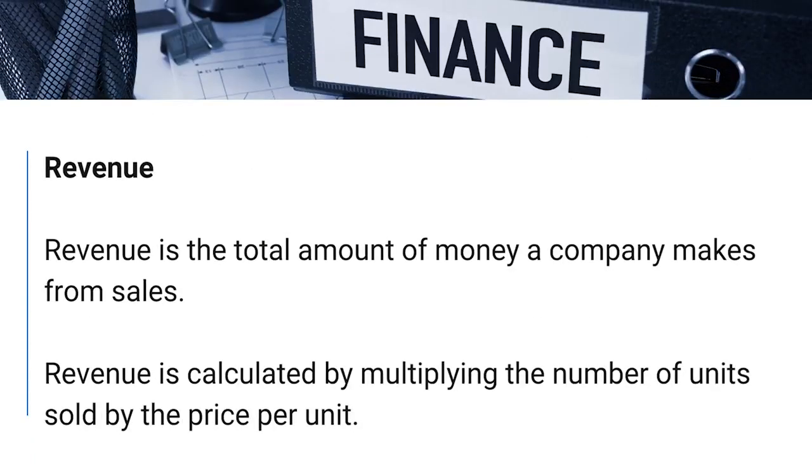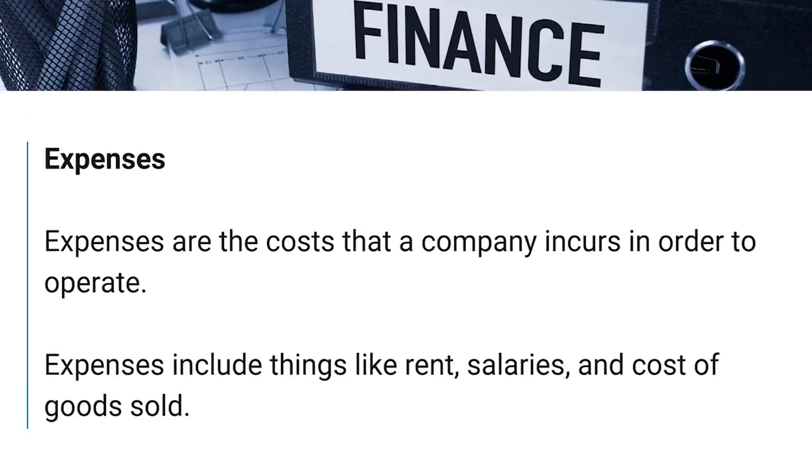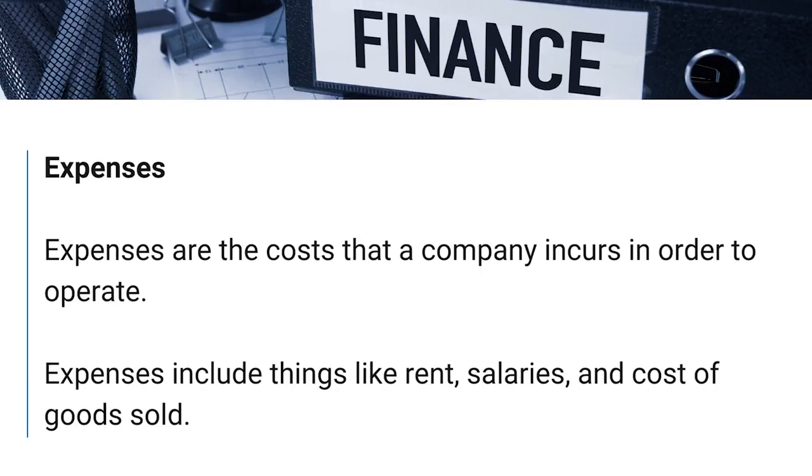Revenue. Revenue is the total amount of money a company makes from sales. Revenue is calculated by multiplying the number of units sold by the price per unit. Expenses. Expenses are the costs that a company incurs in order to operate. Expenses include things like rent, salaries, and cost of goods sold.